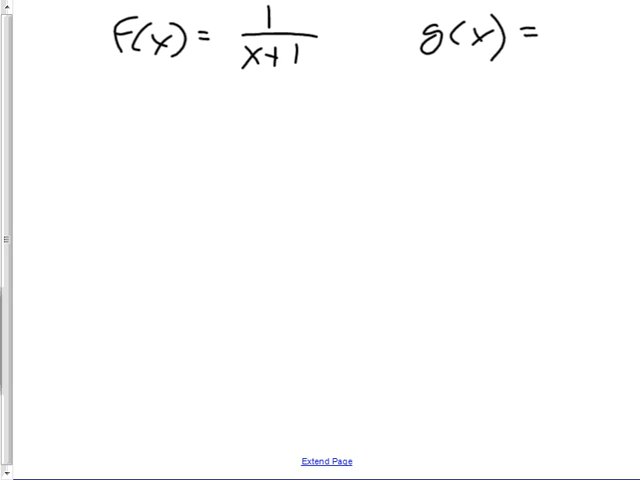Now here's your f of x: 1 over x plus 1. And here's your g of x: x over 7. I'd like you to prove those two are inverses or are not inverses.